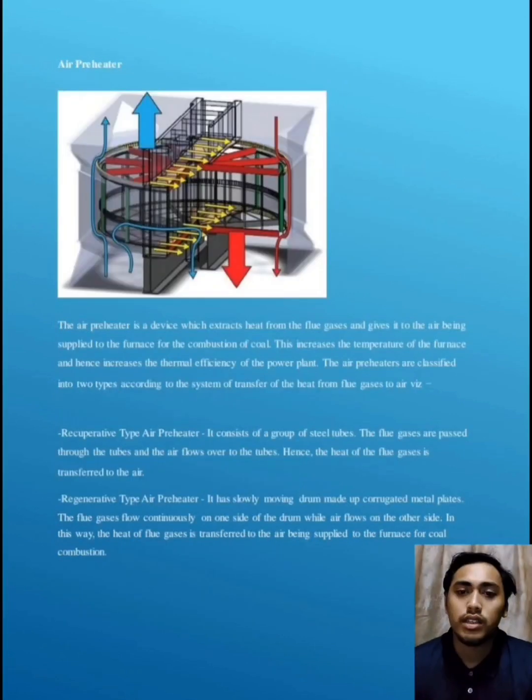The use of an economizer increases boiler efficiency, saves fuel and reduces stress in the boiler due to the higher temperature of the feed water. The air preheater is a device which extracts the heat from the flue gas and gives it to the air being supplied to the furnace for the combustion of coal. This increases the temperature of the furnace and hence increases the thermal efficiency of the power plant.